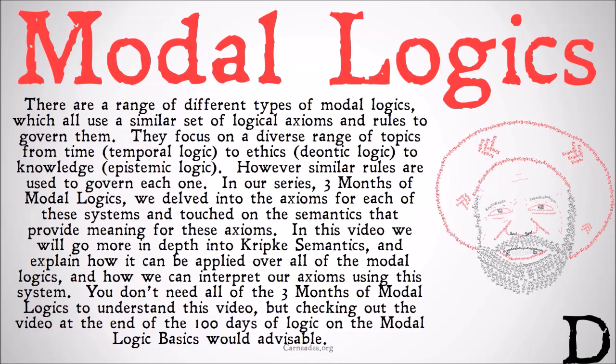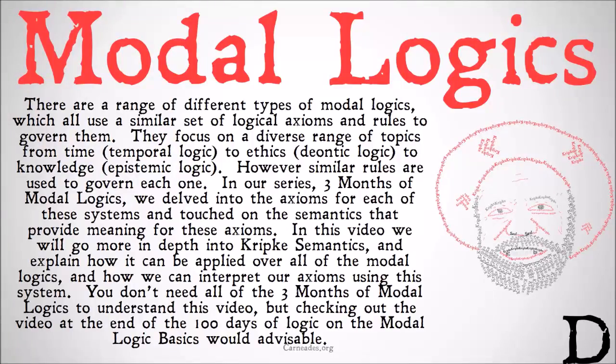So, there are a range of different types of modal logics, which all use a similar set of logical axioms and rules to govern them. They focus on a diverse range of topics from time, temporal logic, to ethics, deontic logic, to knowledge, epistemic logic, all the way, of course, to alethic modal logic, the traditional thing that we think of when we think of modal logic. However, similar rules are used to govern each one.